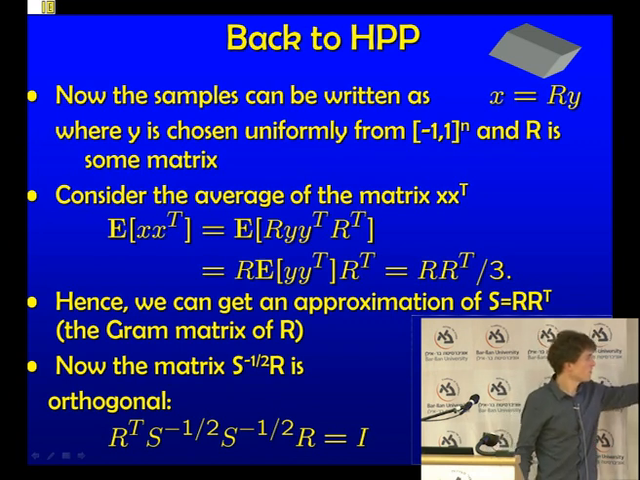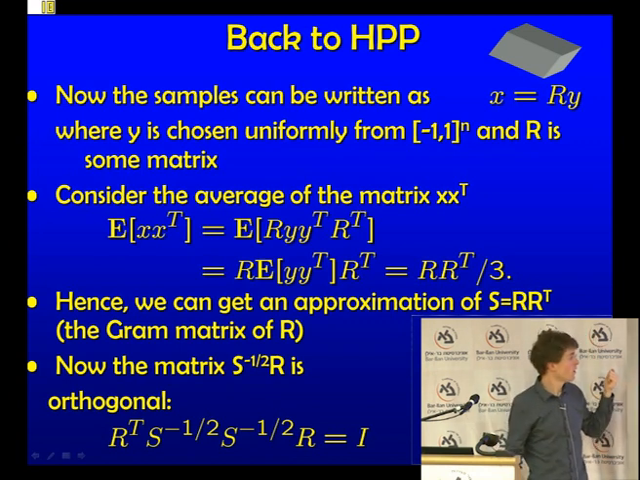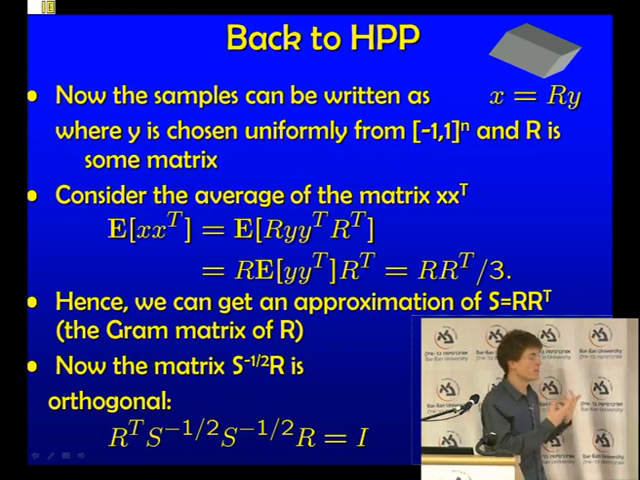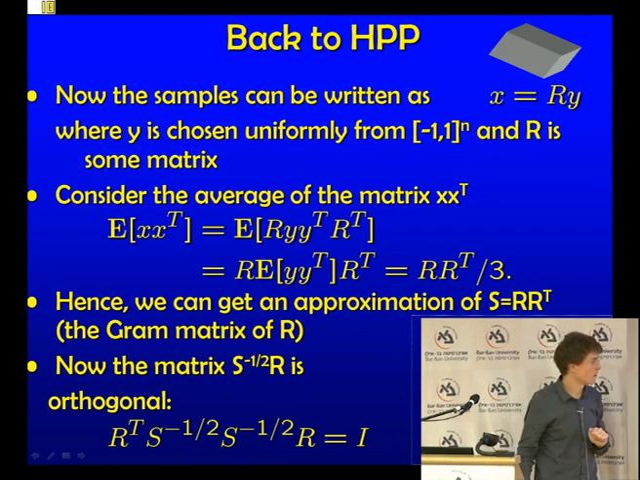And this is the nice thing: it is something we can estimate. We can take lots of samples x and compute the expectation of x x transpose. It gives us an approximation of that, and it gives us R R transpose.